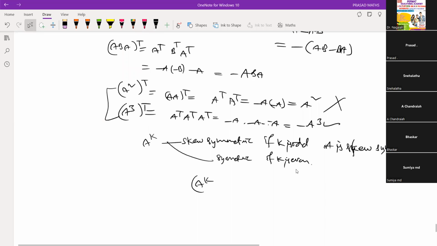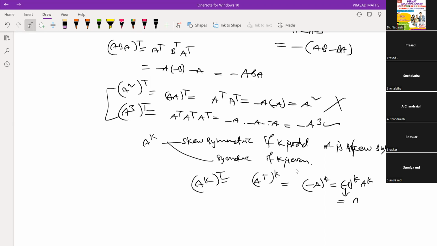Same idea, you can take A power k whole transpose. What is this? A into A into A, k times. That means A transpose whole power k. That means minus A whole power k. That means minus 1 whole power k into A power k. This is equal to A power k whenever k is even. This is equal to minus of A power k whenever k is odd. Therefore, A power k is skew symmetric whenever k is odd, and A power k is symmetric whenever k is even.